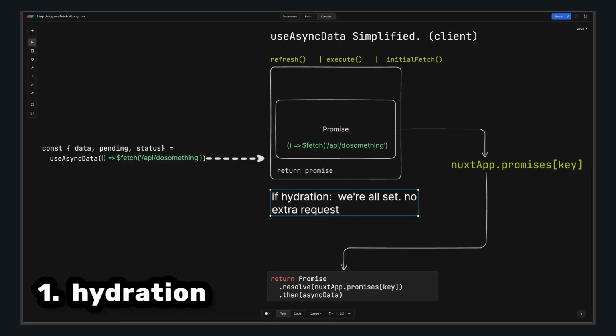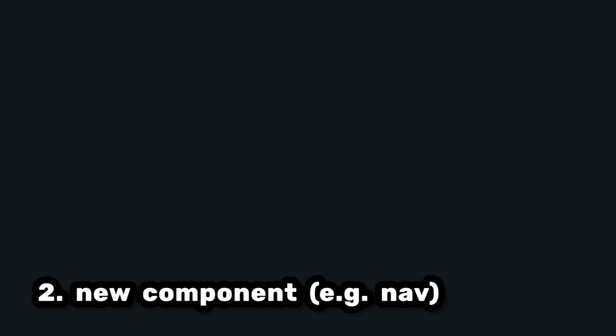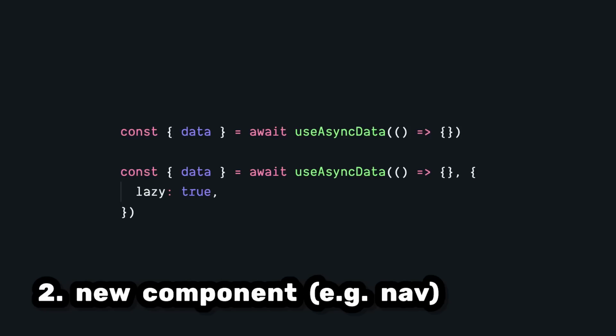But if this is all happening on the client, like with client-side navigation, we have two options. We can lazily fetch or not. Let's take a look at the difference.